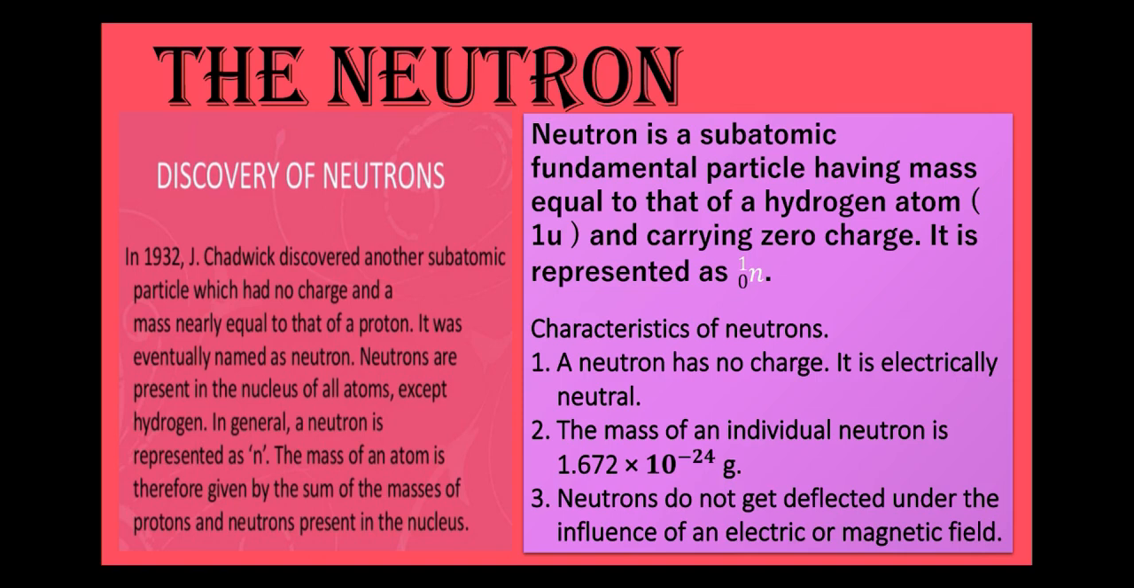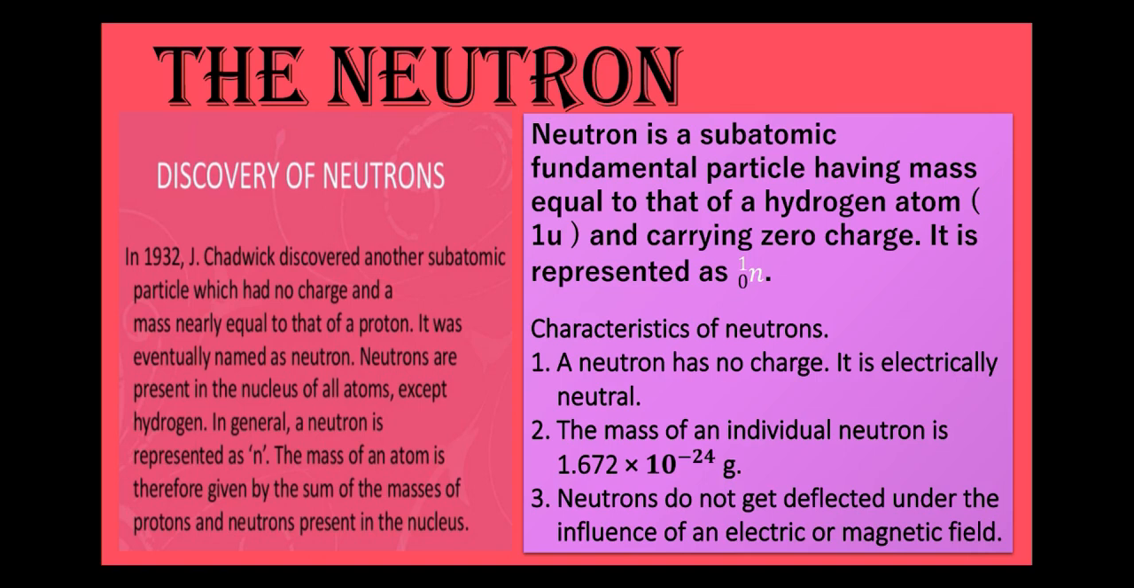So this was discovered by J. Chadwick in 1932. J. Chadwick discovered another subatomic particle which had no charge and a mass nearly equal to that of the proton, and it was eventually named the neutron. Neutrons are present in the nucleus of all atoms except hydrogen. In general, the neutron is represented as n, and the mass of an atom is given by the sum of the masses of protons and neutrons present in the nucleus.